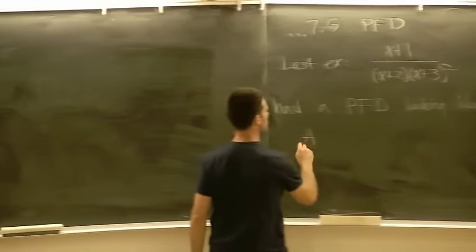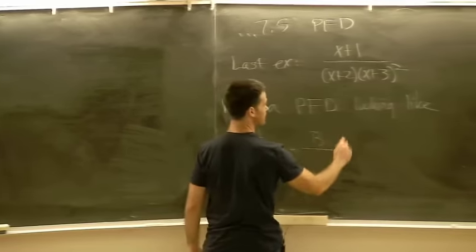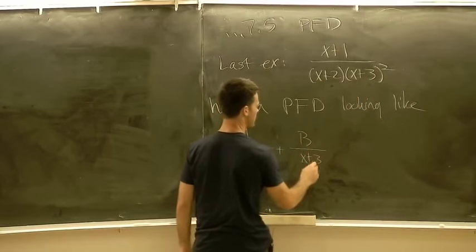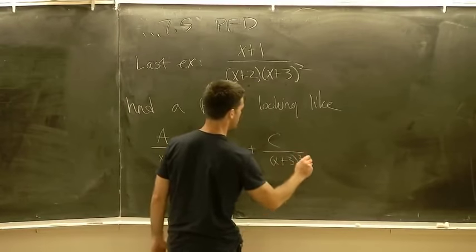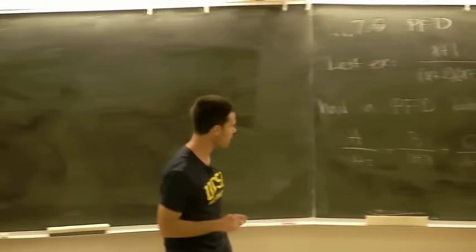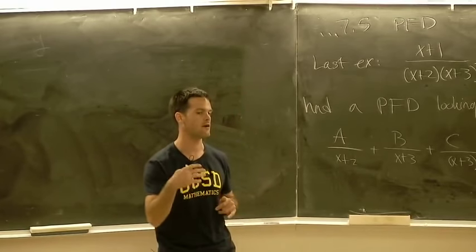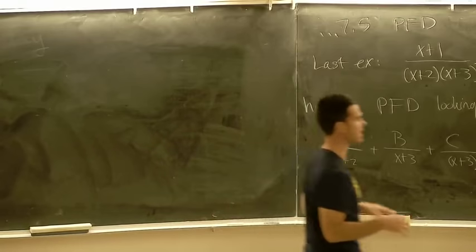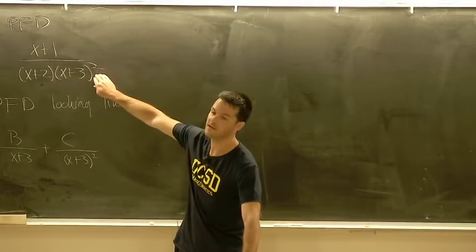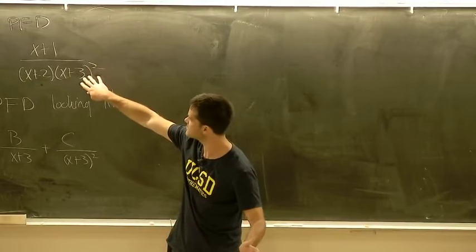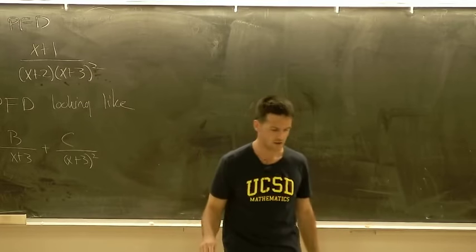It had a term over the x plus 2. It had a term over x plus 3. It had a term over x plus 3 squared. Okay, so we are taking care of various contingencies now. This was the example that I did for when you had repeated factors, right? Like the x plus 3 is repeated because it's got a power 2 there.